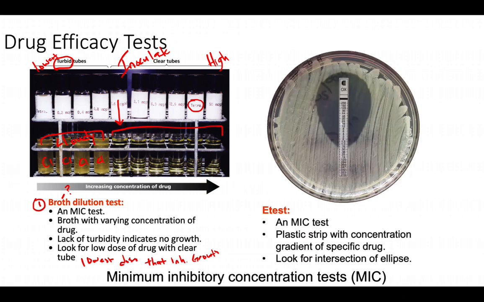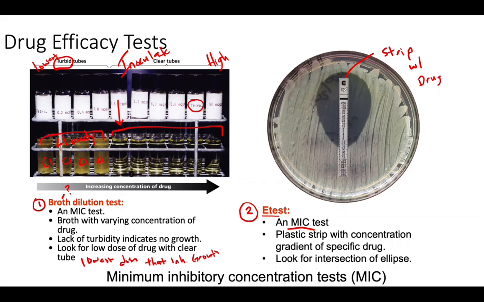Another way to get the same information, so this is called an E-test. So this is the second test that we're interested in learning about. It also is an MIC test, so that's the information it provides, the minimum inhibitory concentration, but it's done a little bit differently. So this is a strip that within it is a certain antibiotic. So a strip with a certain drug or antibiotic. In this case, it looks like it's oxacillin for OX.